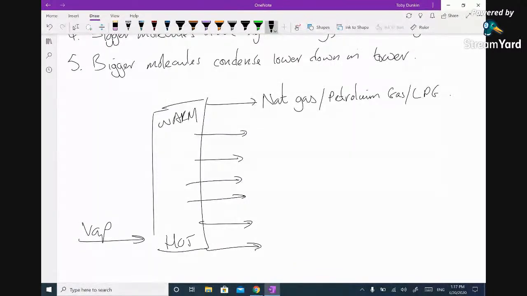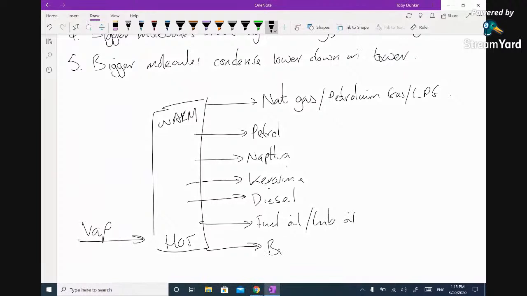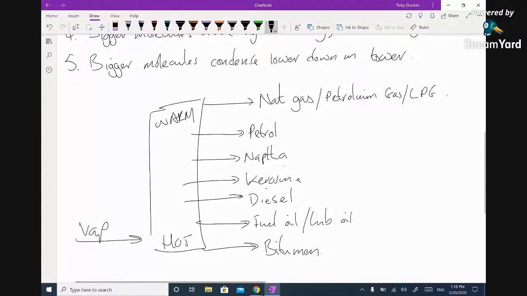Then we get petrol, again, sometimes called petroleum, or just gasoline, I've seen gasoline too, followed by naphtha, followed by kerosene, followed by diesel, followed by fuel oil, sometimes called lubricating oil, lube oil, followed by bitumen. So very rare to have it, but every now and again it does appear.